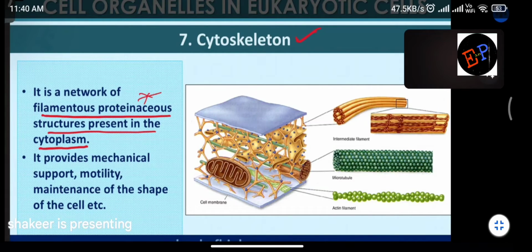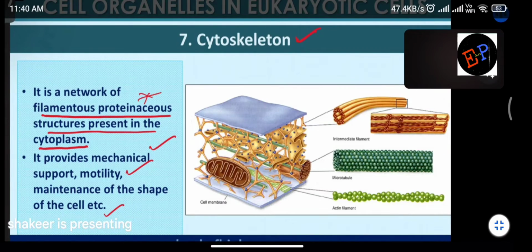So it provides mechanical support, motility, and maintenance of the shape of the cell. So what is the function of any skeleton? Maintaining shape and size only, no? The human body is able to maintain its shape and size only because of the skeleton which we have. Without a skeleton, we would become round, like a solid sphere.